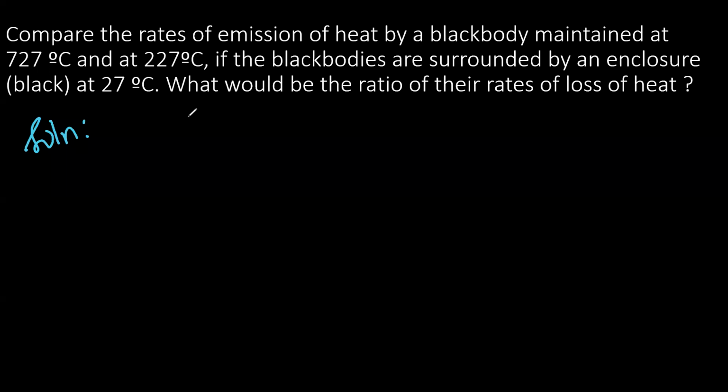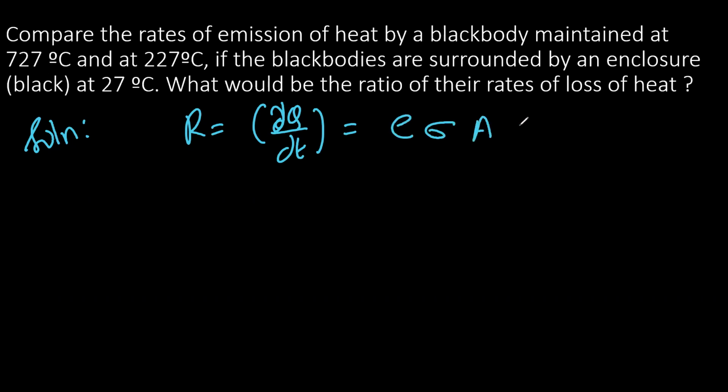See, the formula is R, or dq upon dt, is equal to e sigma A, and here there are two temperatures, T1 raised to 4 minus T0 raised to 4, because this enclosure is everywhere. It will be there in the first condition and in the second too. So this one is the formula. If this is for the first condition, then this is R1 with T1. This part is the same because of the same volume; everything is the same.